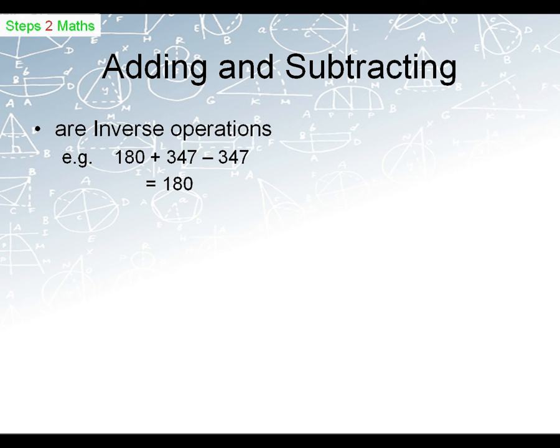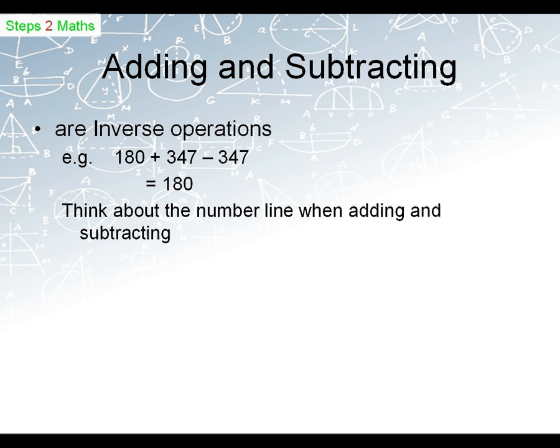Similarly, in the previous question when we looked at associativity, we found that it'd be easier to add 81 and 9 together before adding the other number, because it was just easier to do that. So just a reminder again to think about the number line when you're adding and subtracting.